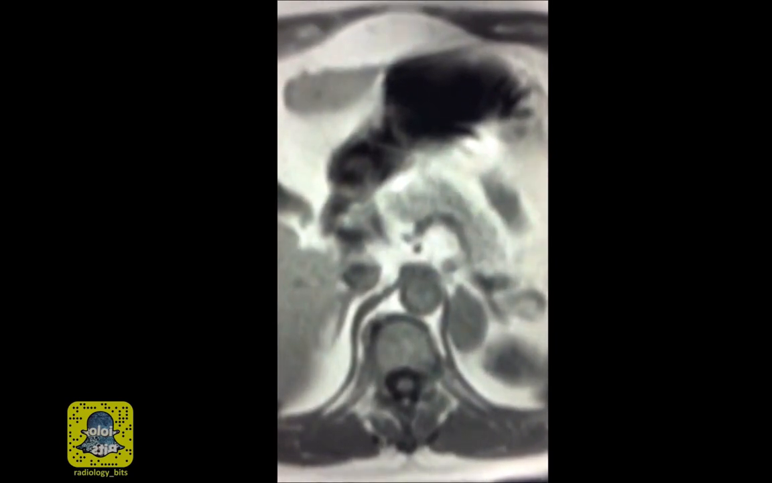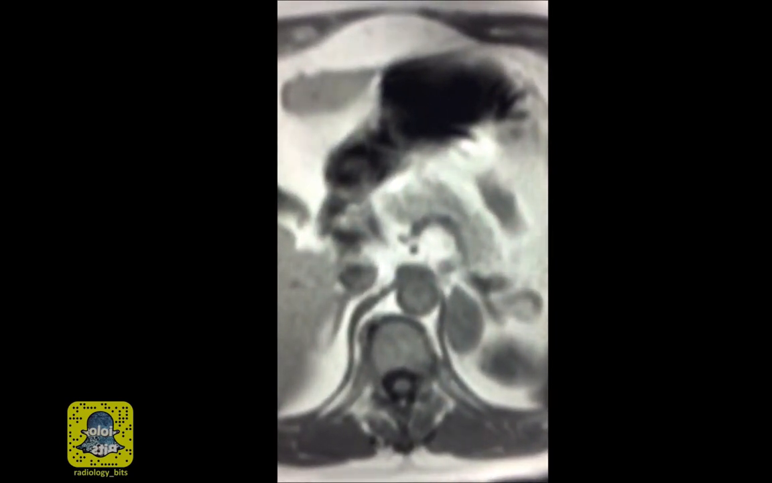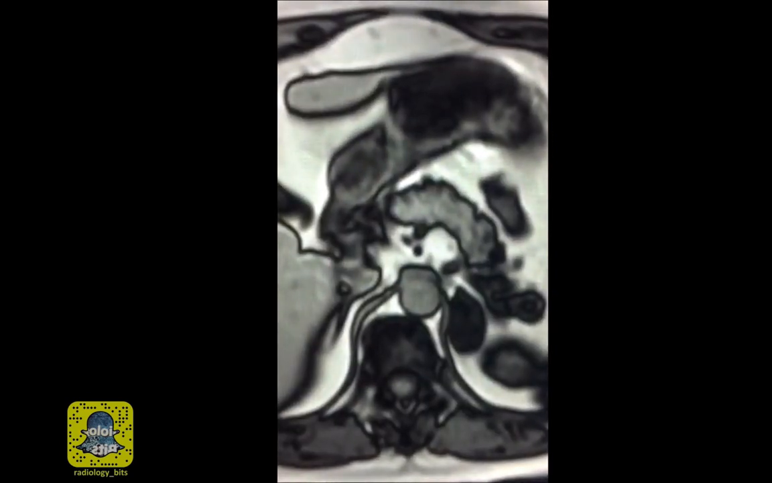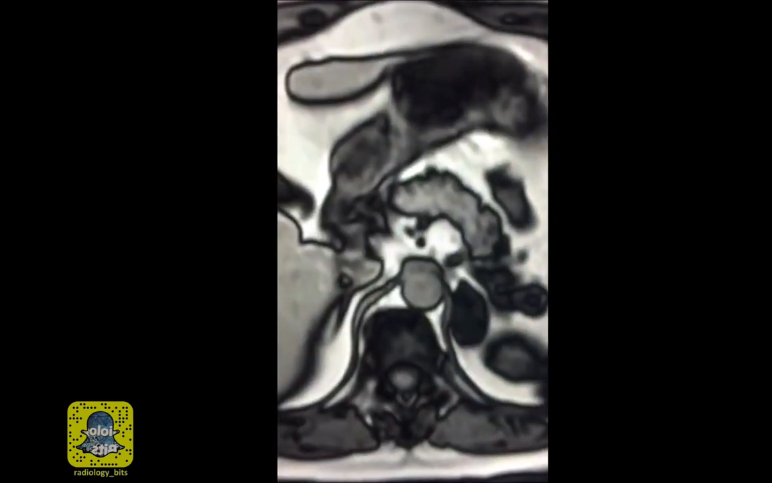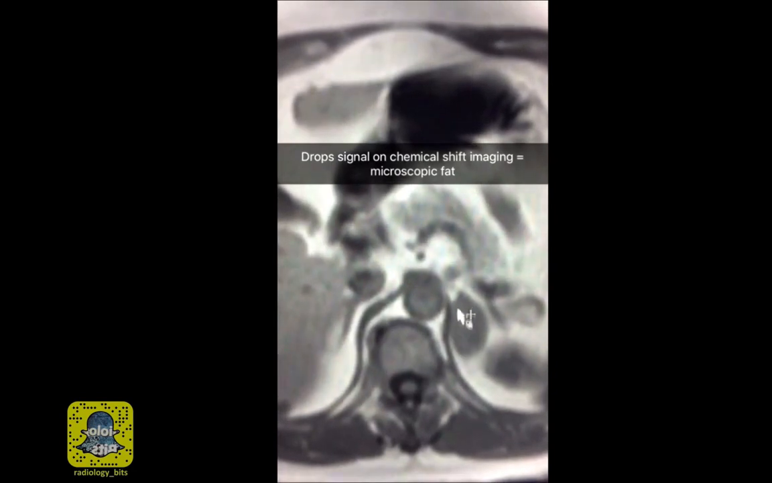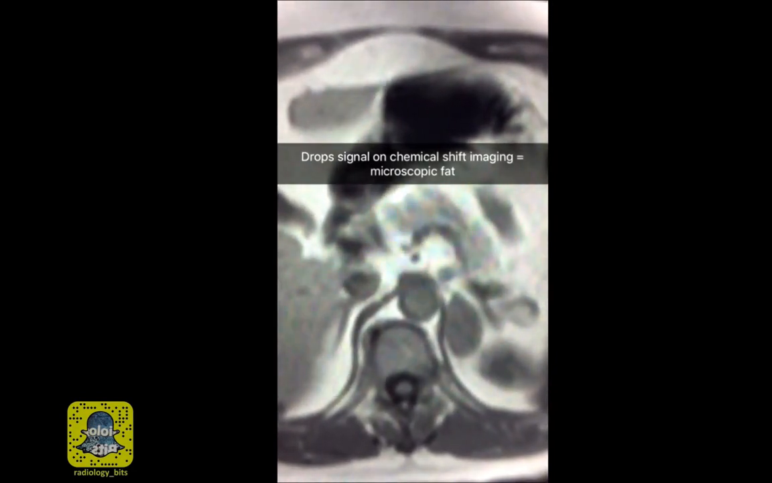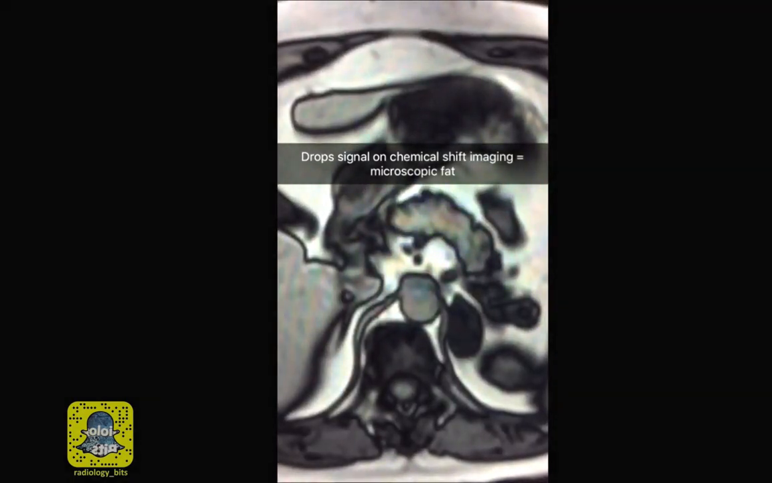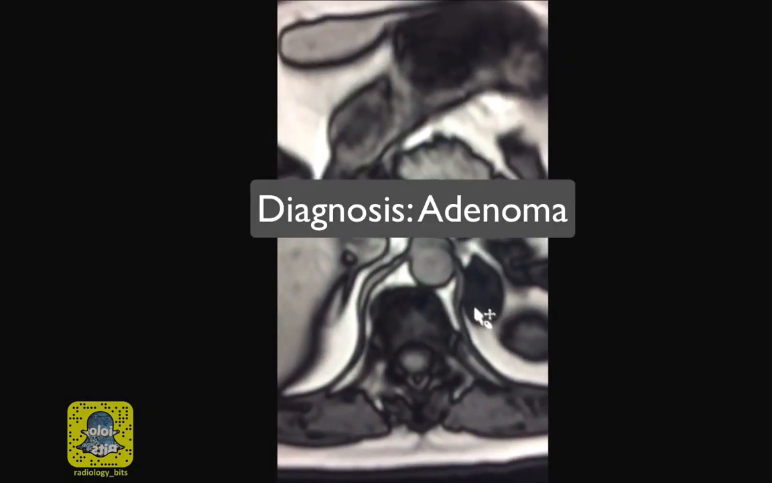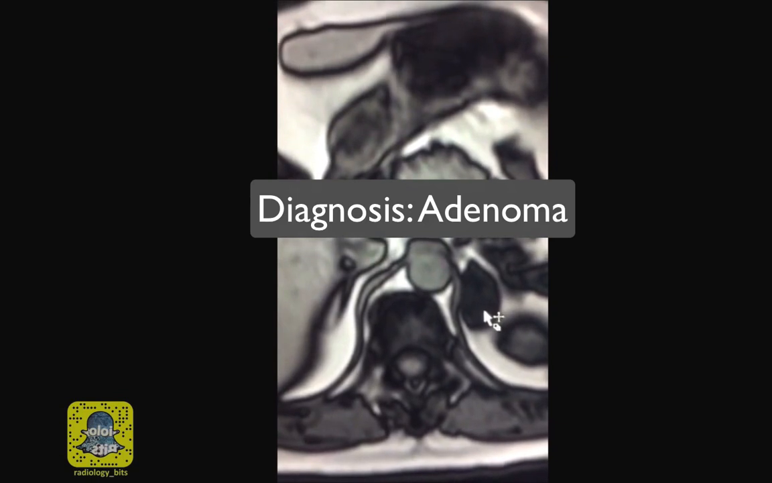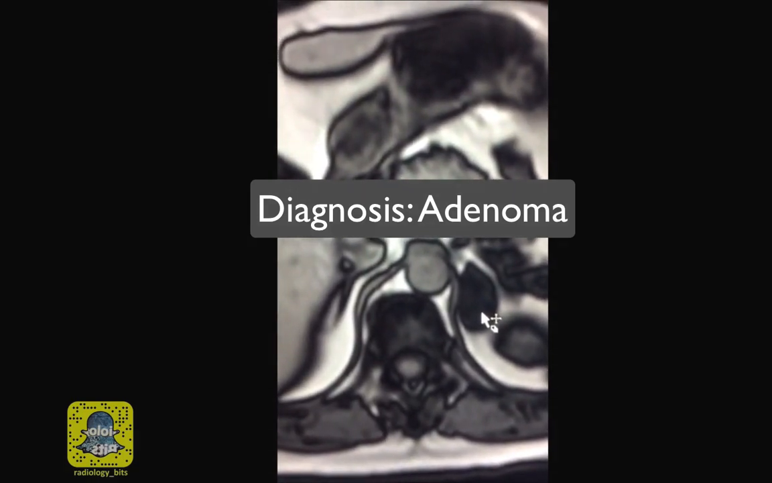So this is the in-phase imaging. I'll switch to the out-of-phase imaging. Do that again. So you could see how the signal is on the in-phase imaging, and it drops significantly on the out-of-phase imaging. This contains intracellular fat. And that excludes metastasis and confirms this as an adrenal adenoma.